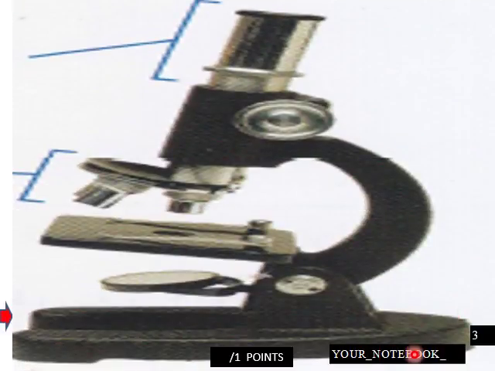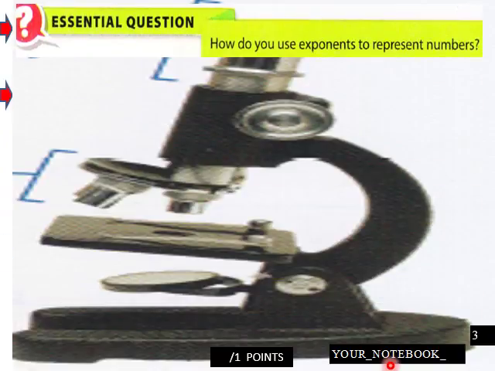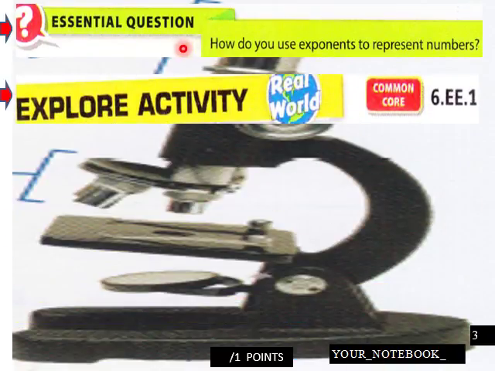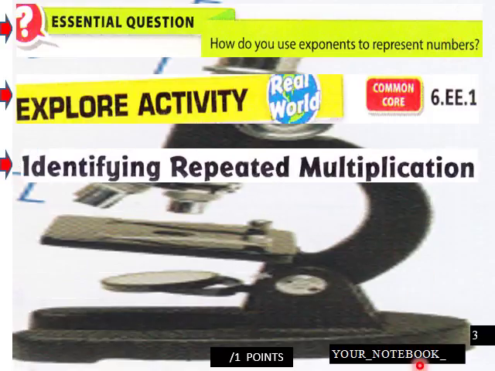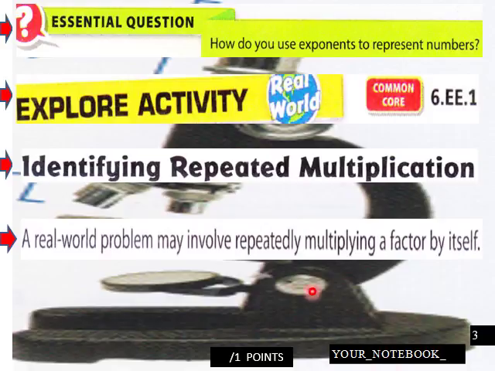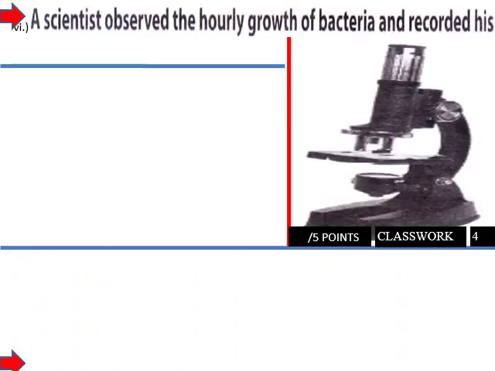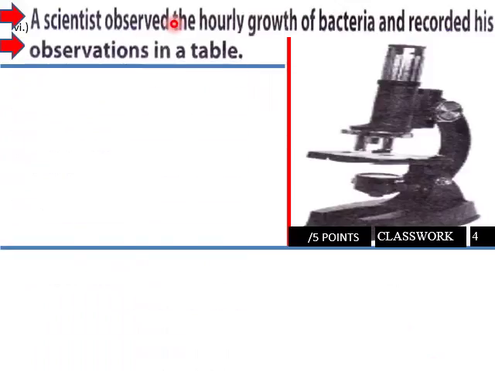Page 3, this is notebook. Students, this goes in your notebook. Essential question: how to use exponents to represent numbers. Identify repeated multiplication. A real-world problem may involve repeatedly multiplying a factor by itself. A scientist observed the hourly growth of bacteria and recorded his observations in a table.